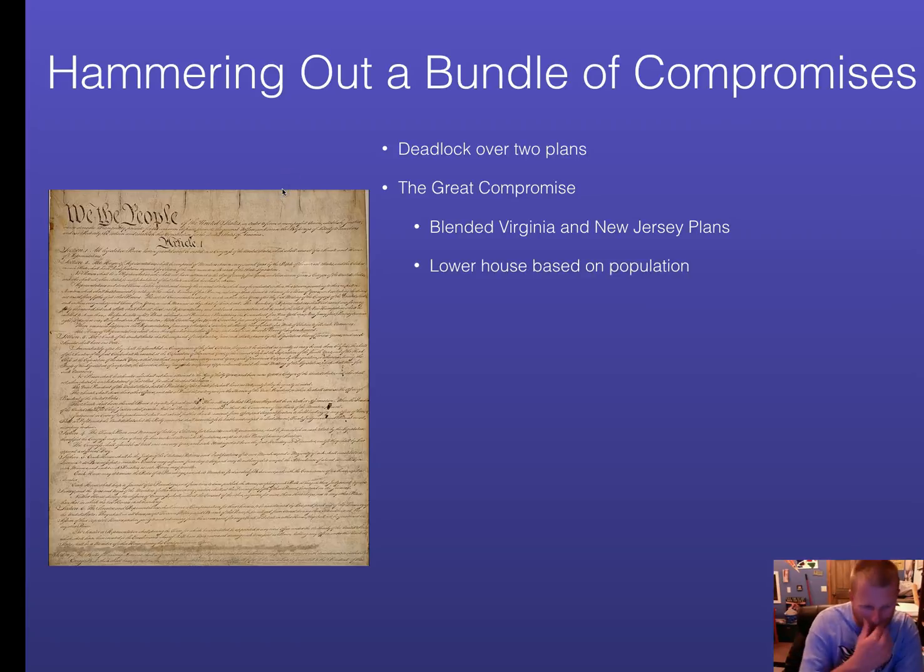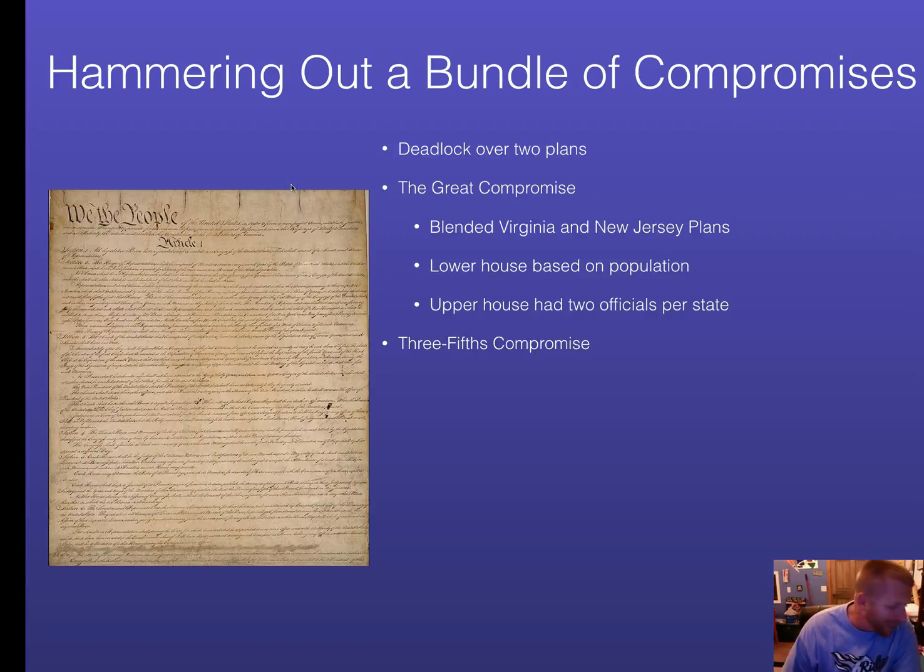The lower house would be based on population, which keeps Virginia happy. Hey, Virginia, that's good. And the upper house, two officials per state, so each state would be equal, which makes New Jersey and the smaller states very happy as well. Immediately, though, the South said, well, okay, cool, we can count people. Can we count our slaves? And the North went, no, they don't have any rights. They can't vote.